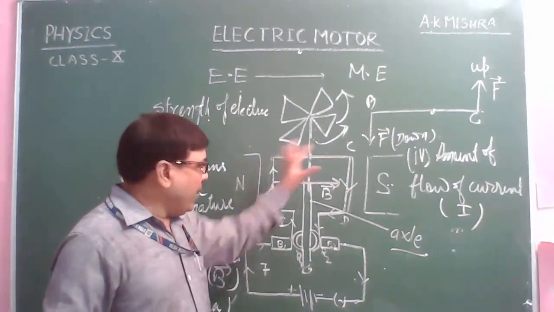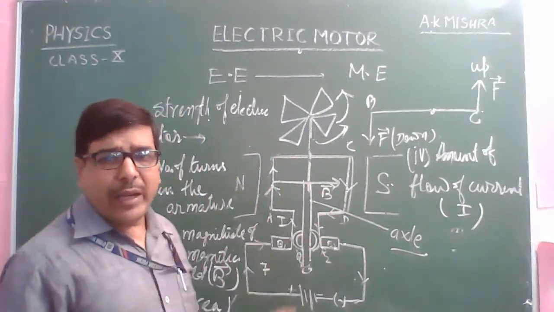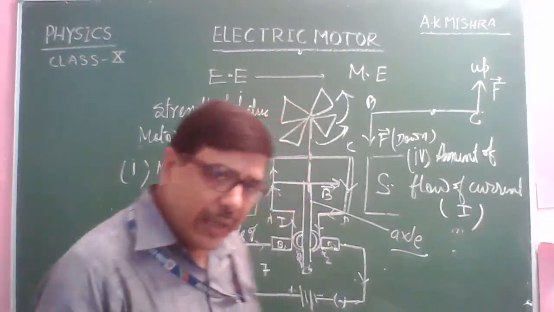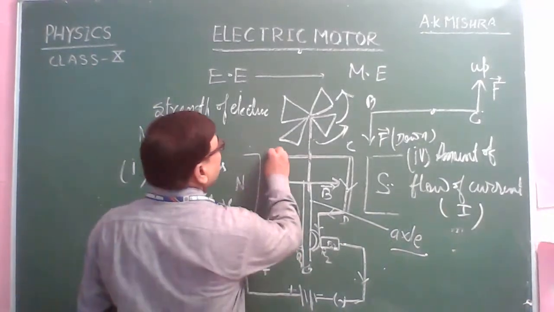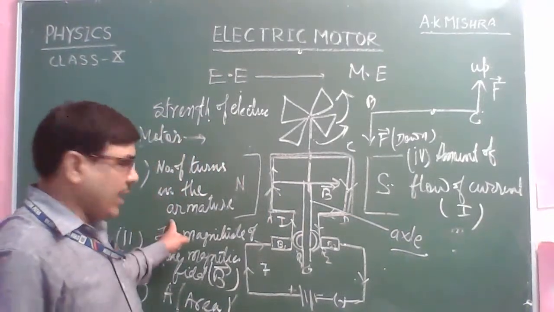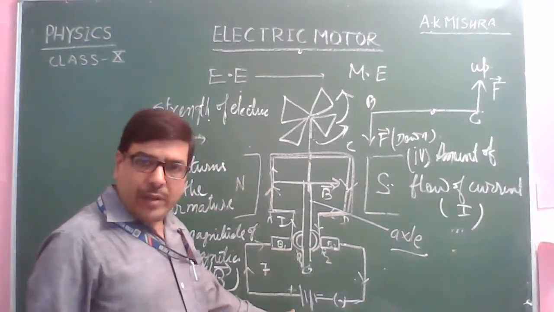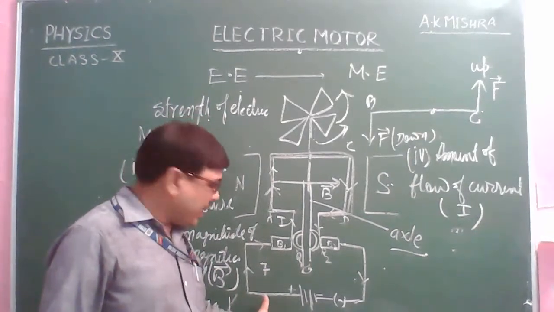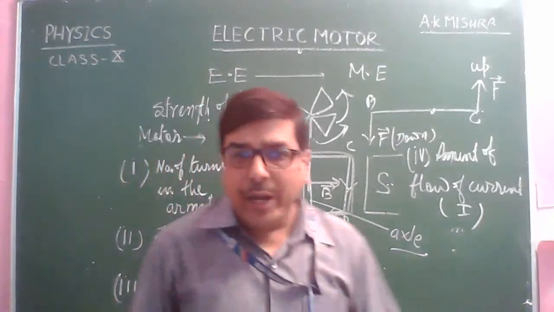If you place a soft iron core inside the rectangular coil, then the power of the electric motor increases. Next, if the number of turns of the coil increases, the power increases. By connecting a strong source of electricity, its power also increases. And what are the functions?